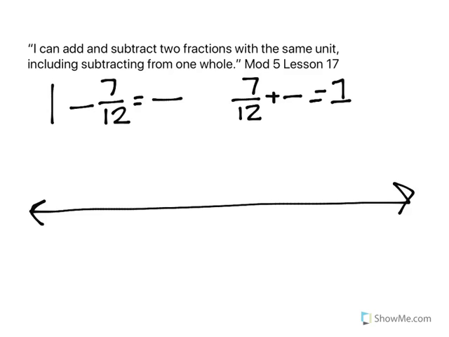So I'm going to number my number line from 0 to 1. Okay, and my units for my number line are going to be 12ths because that's the unit that they give me in my problem. So this is going to be divided up into 12. So I'm going to go here. Half of 12 is going to be 6/12. That's my halfway point.